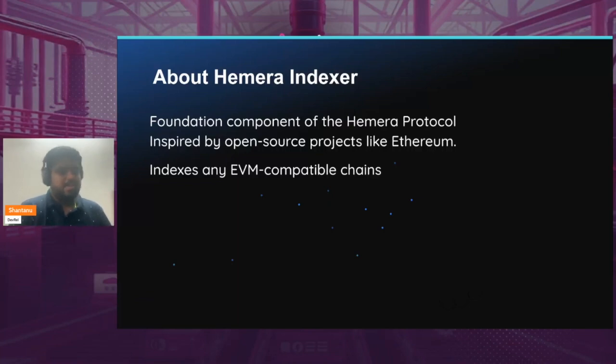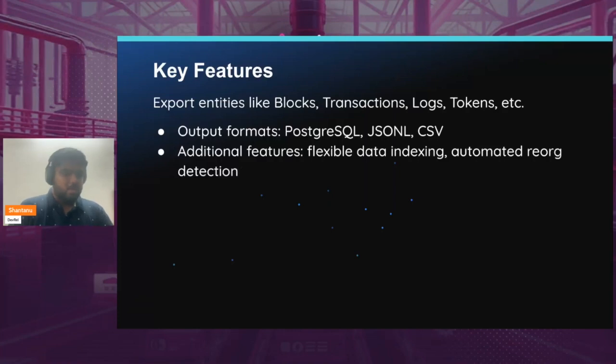Any EVM compatible chains can be done, and in this case, we can also index Taiko. So you can use any public RPCs that are available, and you can get started ASAP. Quick features of our whole indexing network: you can export entities like blocks, transactions, logs, tokens. And when we say token, I'm talking about multiple token standards, ERC20, 721, 1155, etc. In this workshop today, we'll be walking through 721 and looking at how the data gets populated in the database.